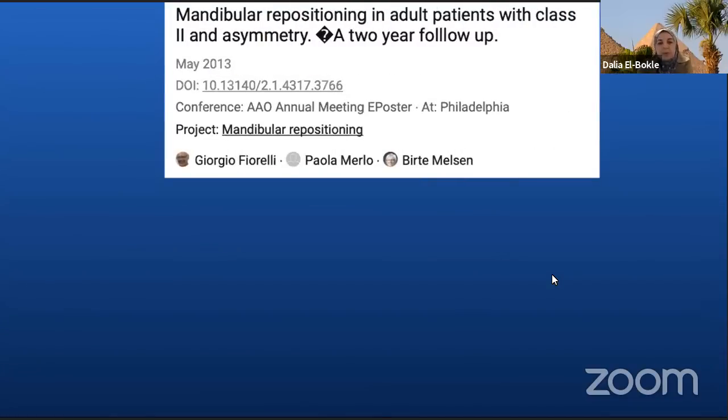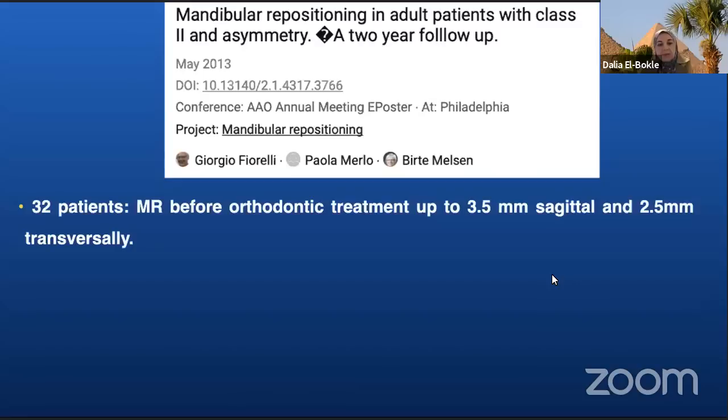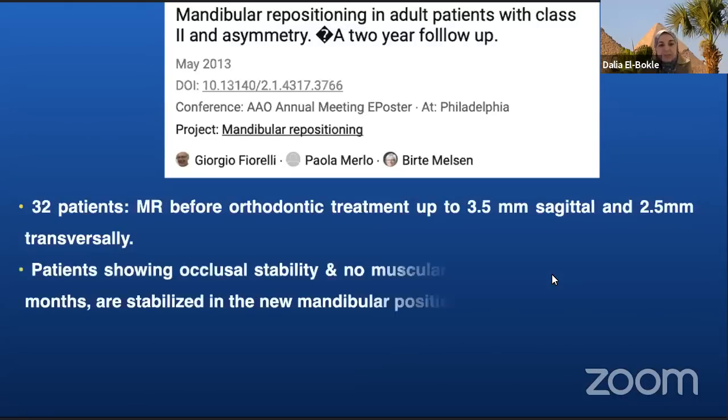This is a paper that was published by Fiorelli, Merlo, and Melson back in 2013. It shows how they do mandibular repositioning in adult patients with class 2 and asymmetry cases, and they also have a 2-year follow-up in this article. They did the investigation on 32 patients, and they did mandibular repositioning before the orthodontic treatment, up to 3.5 millimeter sagittally and 2.5 millimeter transversely.